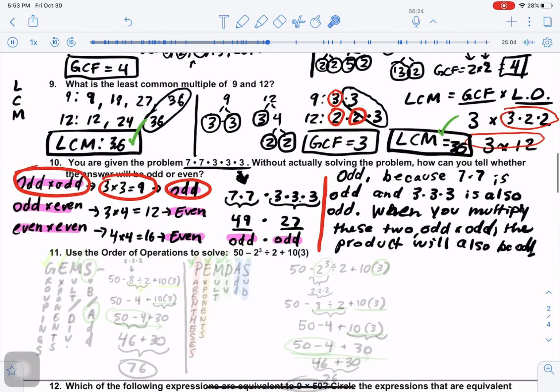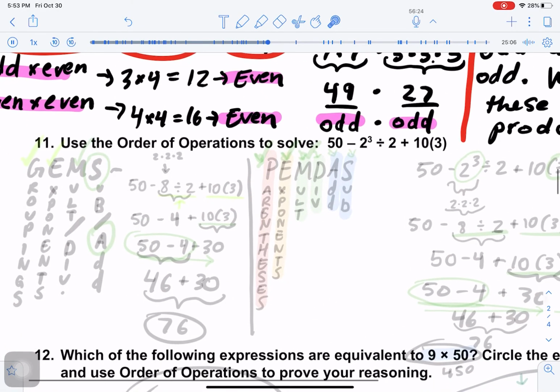Up next, we have a question on order of operations. We're being asked to solve 50 minus 2 cubed divided by 2 plus 10 times 3. Now, looking at this problem, there are two approaches. Some of you have used the GEMS approach. Some of you have used the PEMDAS approach. Whichever of the two you have used, just pay attention to each method that I try.